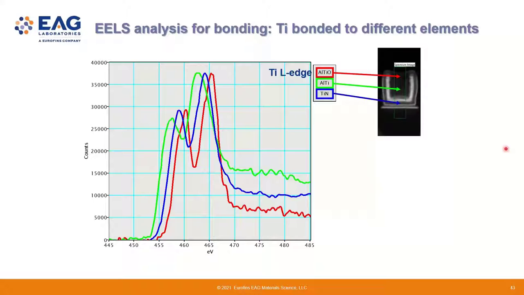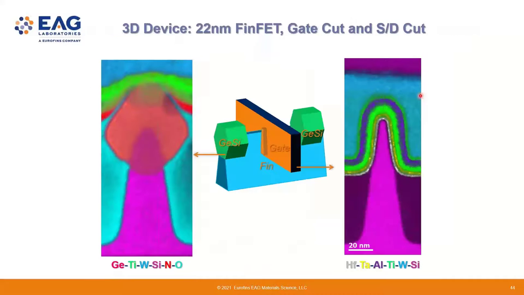And again, EELS carries the bonding information. In this case, very interestingly, you have different flavors of titanium: titanium nitride, and aluminum titanium, and this is probably an accidental oxidation of your aluminum titanium alloy at the top of your metal gate. Right? So you can basically double confirm with the EELS spectra.